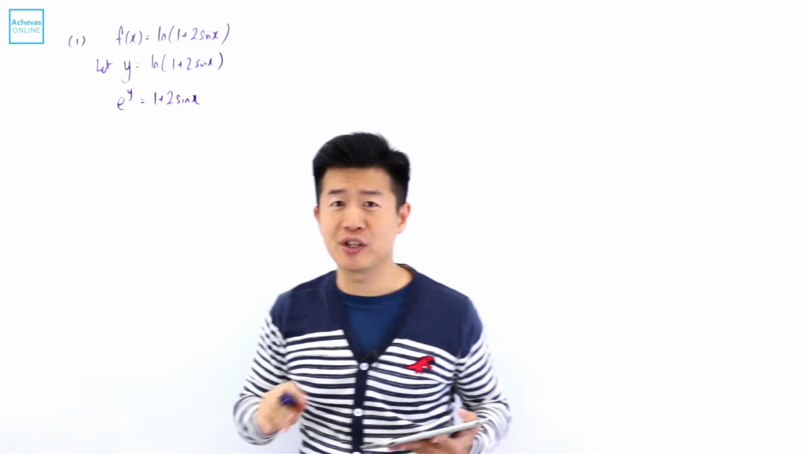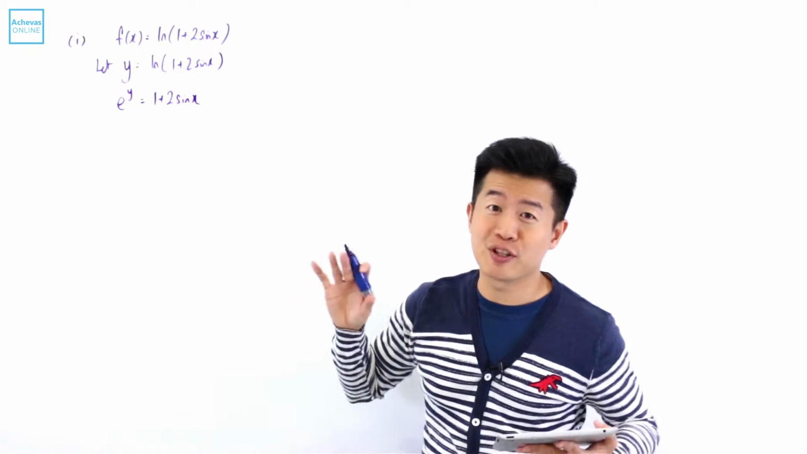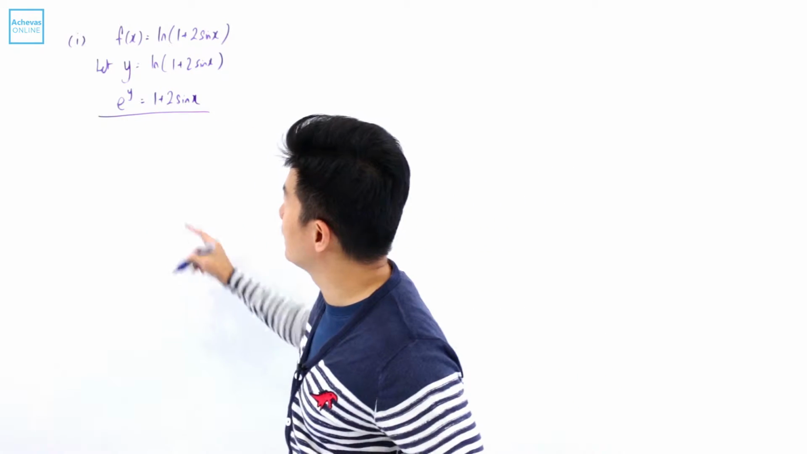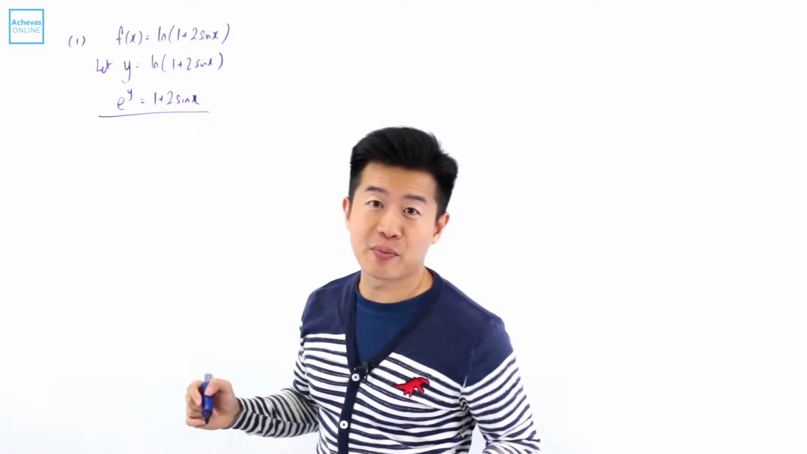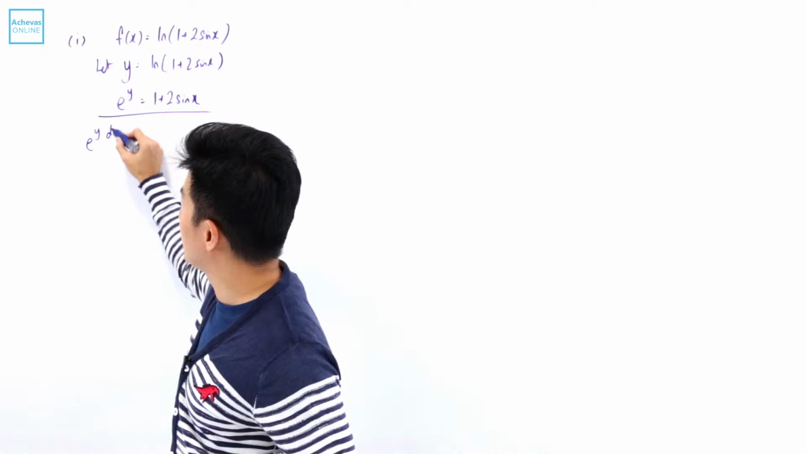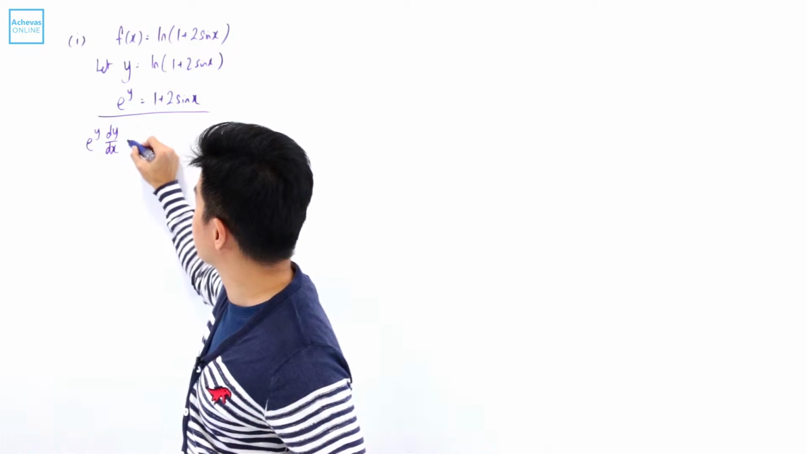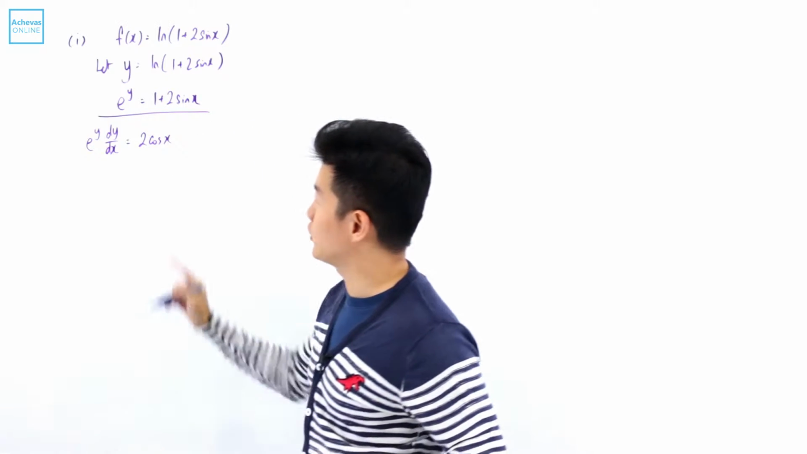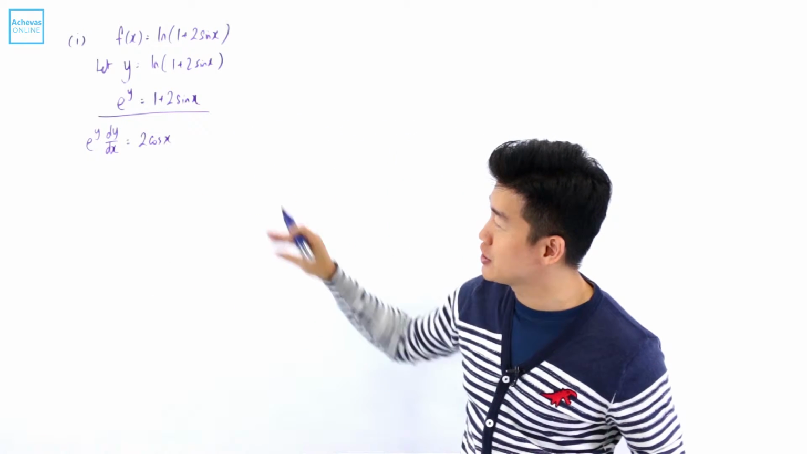It is going to be an expression that I think will be so much easier to differentiate. So let's give it a try starting from here. If I differentiate this with respect to x, on the left hand side it is going to be e to the power of y of dy/dx, and this will be 2 cosine of x. This is, I think, the max I can go. I'm going to just stop here.